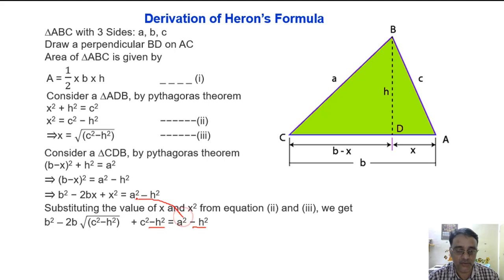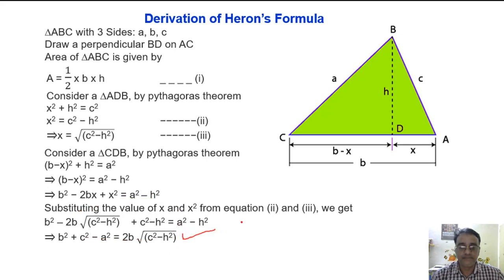उसके बाद a स्क्वायर को इधर शिफ्ट करेंगे, सो माइनस ए स्क्वायर, एंड माइनस 2b वाले टर्म को पूरा यहाँ शिफ्ट करेंगे, सो इट विल बिकम प्लस. सो आफ्टर शिफ्टिंग व्हाट वी आर गोइंग टू गेट, b square minus a square plus c square is equal to 2b root over c square minus h square. Whether this step is clear to all of you?